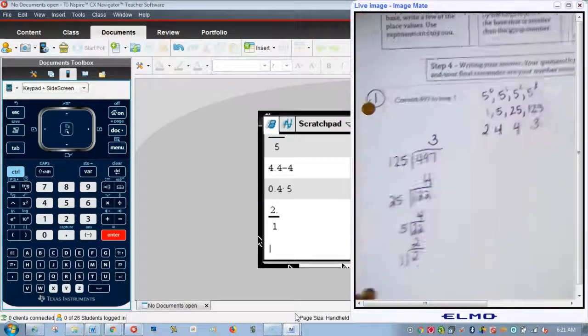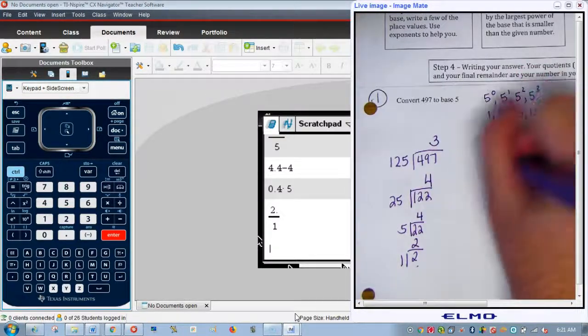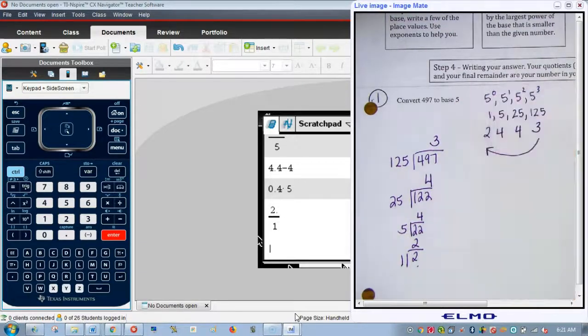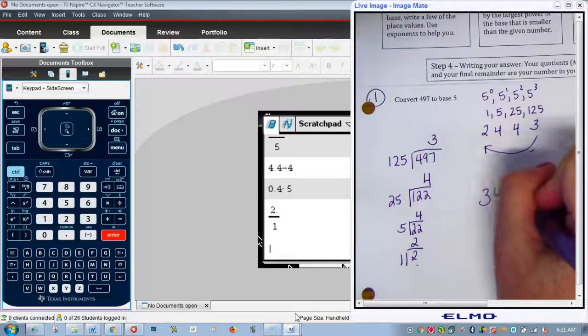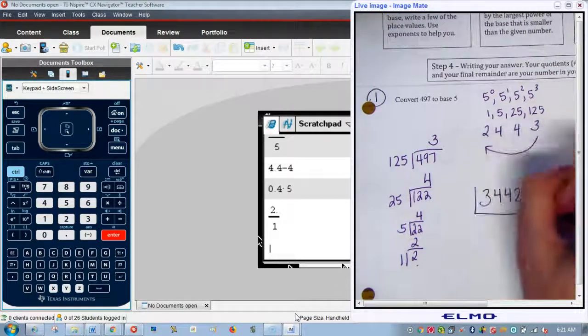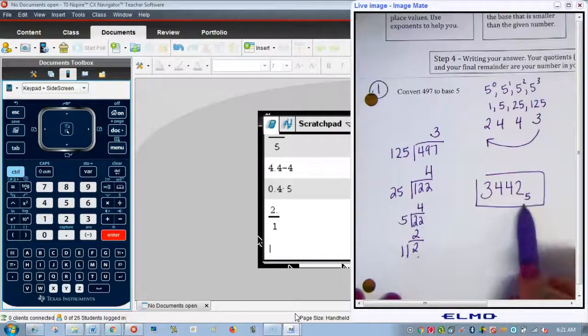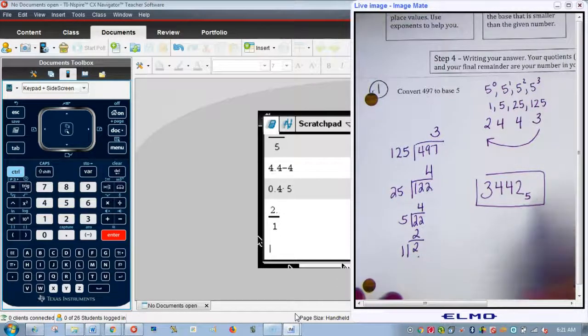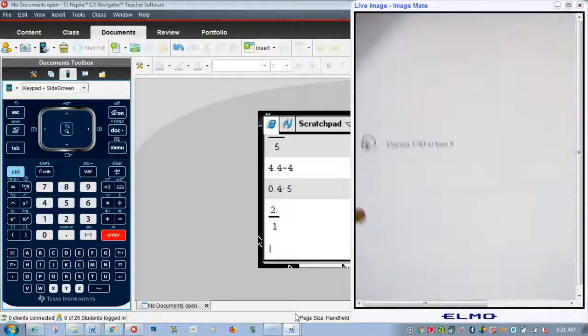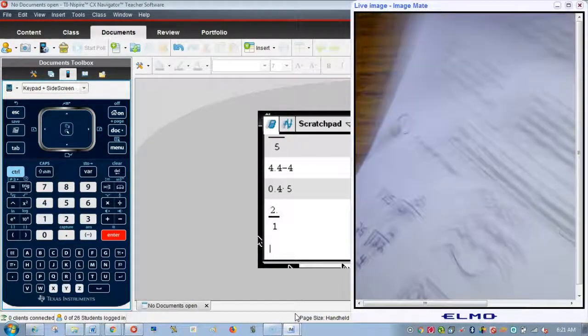Now, when I write my number, I actually write from top to bottom, so my number is 3442, and that's in base 5. And you drop the base down, like a basement is at the bottom, as a subscript at the bottom. Okay, and these numbers, a 3, a 4, a 4, and a 2, are all in base 5. So you do that for every single one of them. I'll show you another one.